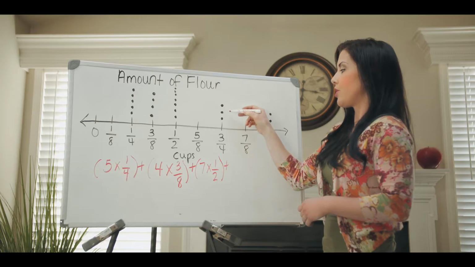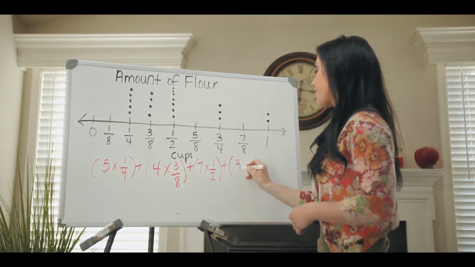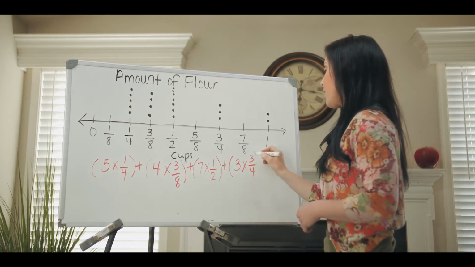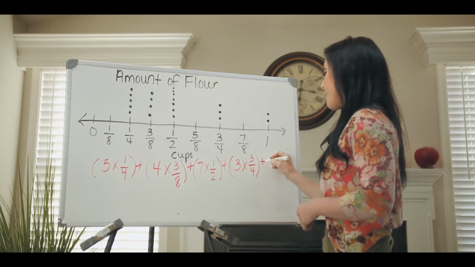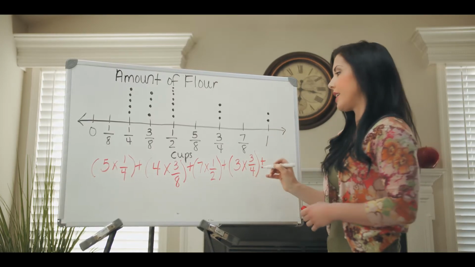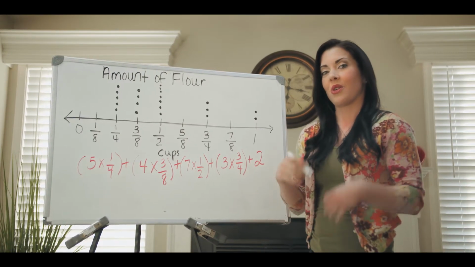plus 1, 2, 3, 3 dots at 3/4. So 3 times 3/4 plus 2 dots at 1. So 2 times 1 is 2. Okay, I'm gonna go one step further.